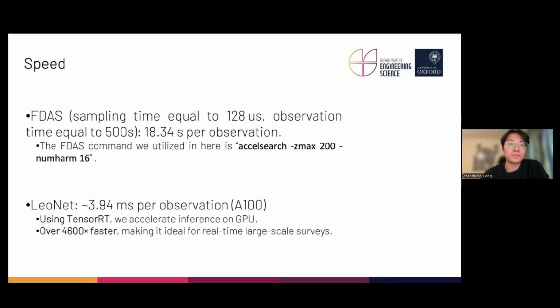And then speed. For FDAS with a sampling time of 128 microseconds and an observation time of 500 seconds, one observation takes about 18.3 seconds. In contrast, LeoNet takes only about 3.9 milliseconds per observation on an NVIDIA A100 GPU using TensorRT. That's more than 4,600 times faster, making the neural network ideal for real-time and large-scale pulsar servers.